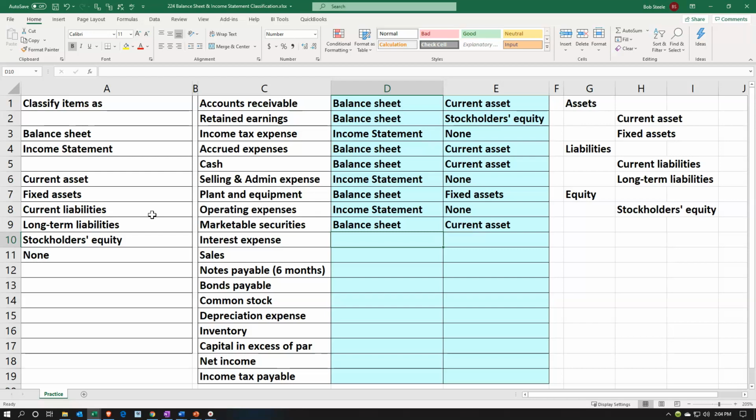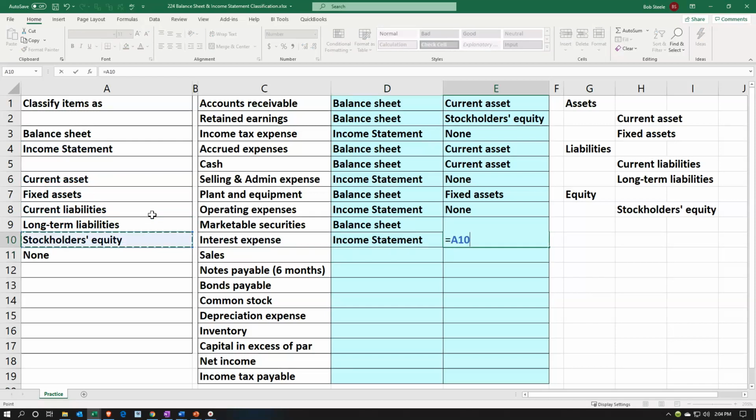Okay, interest expense. This one has expense on it, once again, so that would sound like an income statement item. So it's an income statement item. None of the income statement items are represented in the subcategory, therefore we're going to say none.